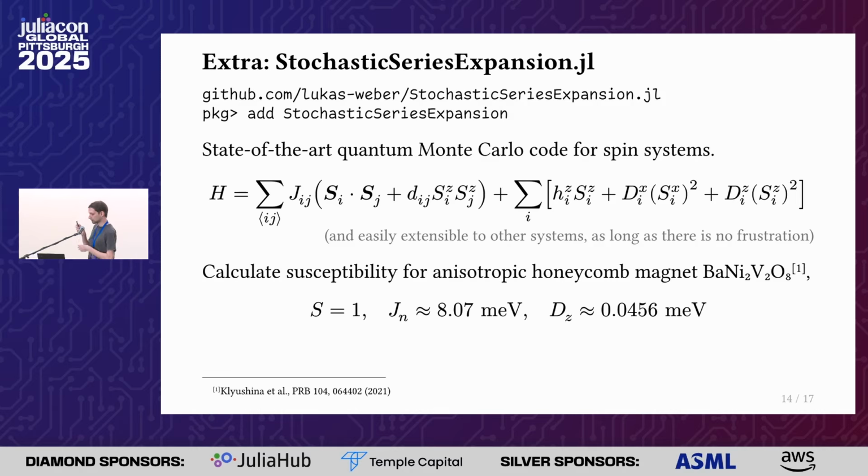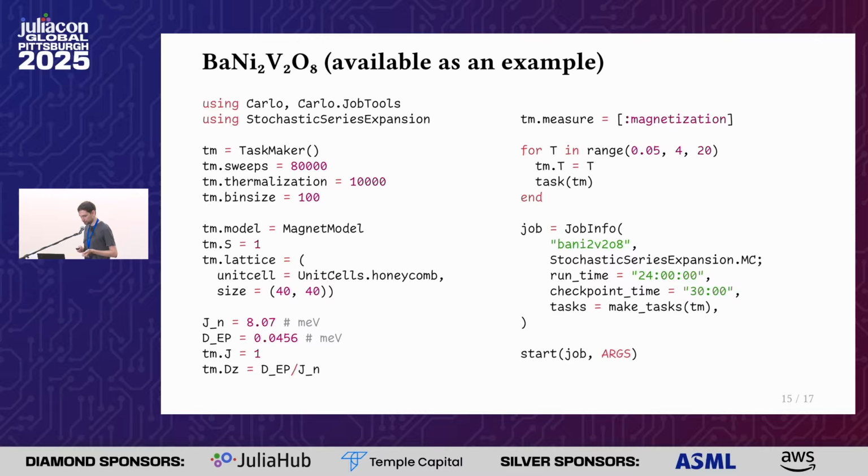with this Hamiltonian. And since we're in the chemistry and materials section, I feel obliged that we should calculate something for an actual material. So there's this anisotropic honeycomb magnet, barium nickel vanadate. It's a spin 1 magnet, and there's a simplified Heisenberg model description of it, where you just take the nearest neighbor honeycomb exchange coupling, and this single ion anisotropy, the easy plane single ion anisotropy term, DZ. Set them to those values, and then let's put it in a job script.